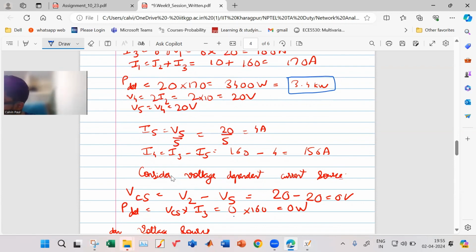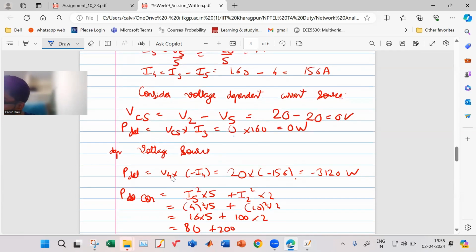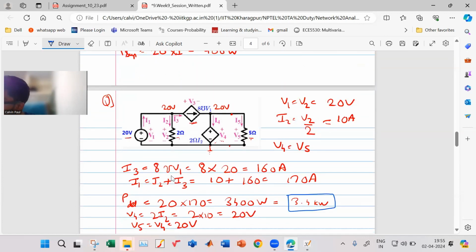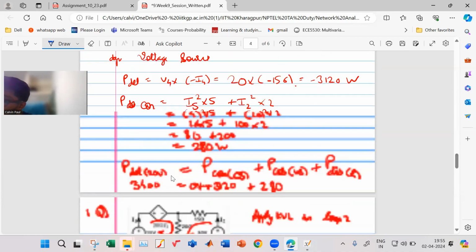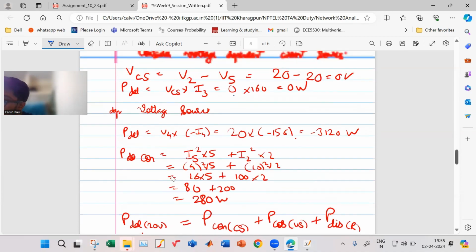Okay. Now, dependent voltage source is consuming V4 into minus I4, right? Because your I4 is coming into it. So the power being delivered by it is V4 into minus of I4. That V4 into minus I4, you get it to be minus 3120 watt. So it is delivering minus 3120 watt, means it is consuming 3120 watt.